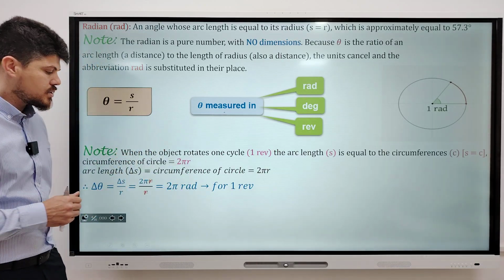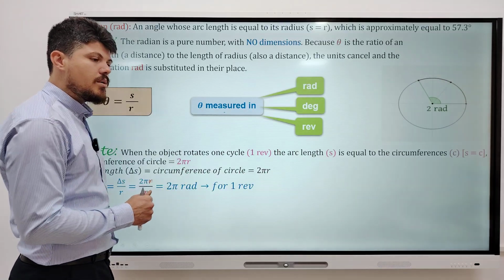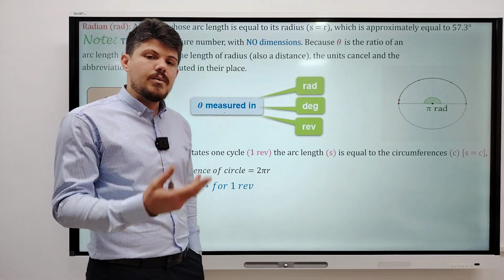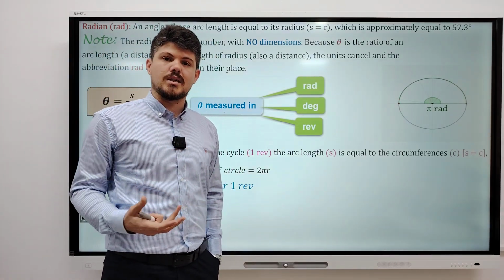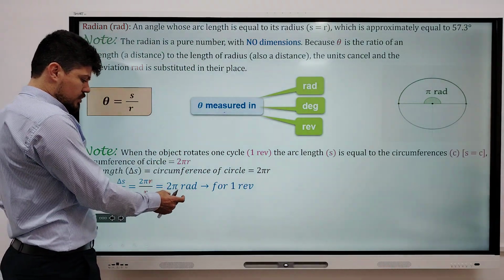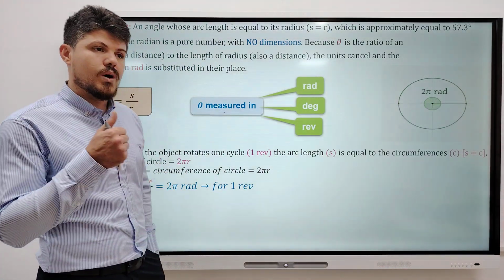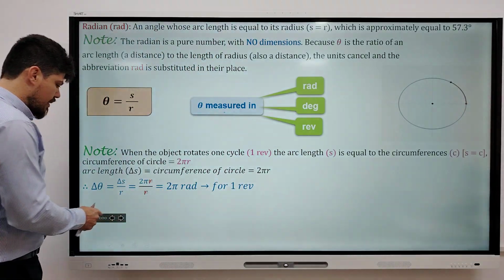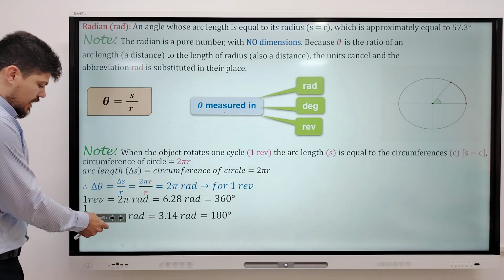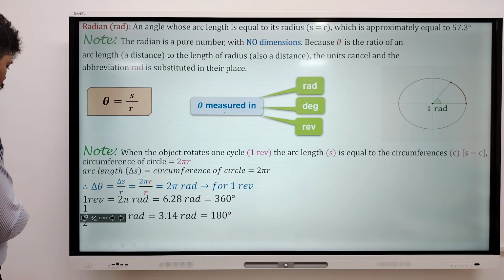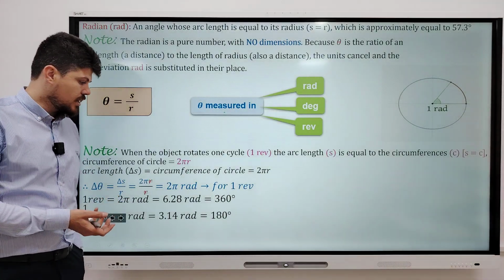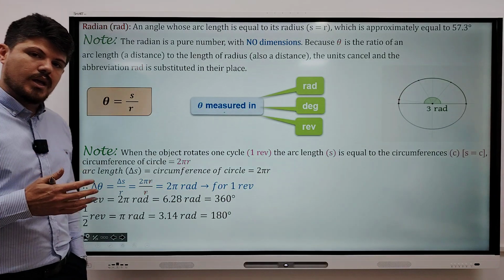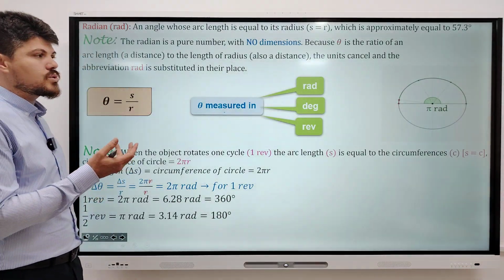2 pi rad. So that is why 2 pi rad is equal to how many revolutions? 1 revolution. 1 revolution is equal to how many degrees? 360 degrees. So we can conclude that 2 pi rad is equal to 1 rev and is equal to 360 degrees. Like 1 revolution, 2 pi rad, you can also write 6.28 rad for 1 revolution.